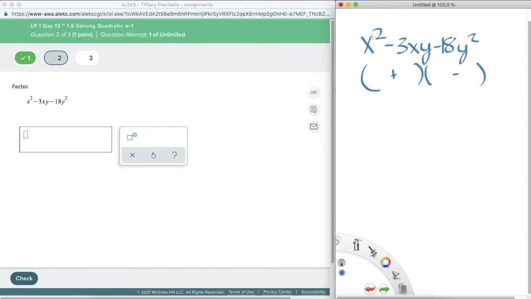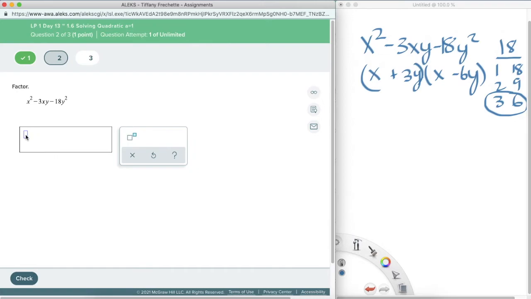So the only way to get x squared is going to be x and x. And then for 18y squared, I know I'm going to have y and y because that's how I'm going to get y squared in the end. But I need to know the factors of 18 to decide which ones subtract to get me negative 3. So it's going to be 1 and 18, 2 and 9, or 3 and 6. If I subtract 6 and 3, I'm going to get 3, right? So I know this one. I just need to do it in a way to get negative 3. So I want it to be negative 6 and positive 3, because negative 6 plus 3 gives me negative 3. So we just want to make sure we line that up correctly.